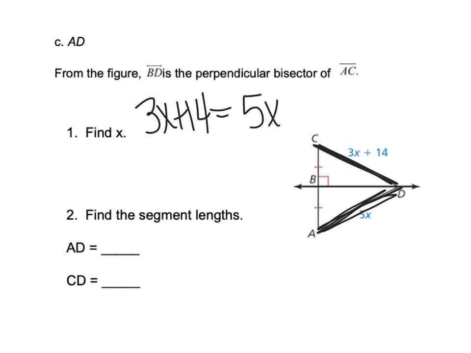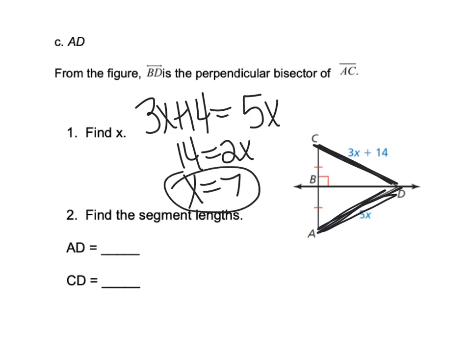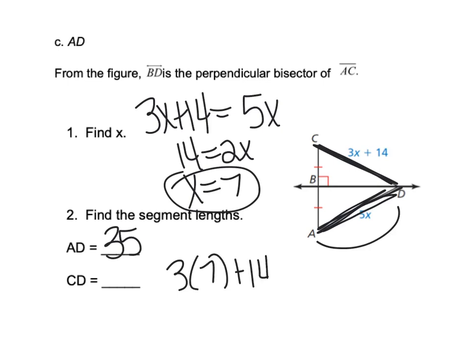I'm going to subtract 3x from both sides and I get 14 equals 2x. If I divide by 2, I get x equals 7. Then it just wants us to go back and plug those things in. So if AD is 5x, that would be 5 times 7 is 35. And CD had better be the same thing. So if I put 7 in for x, I would get 3 times 7 plus 14. 21 plus 14 is 35.